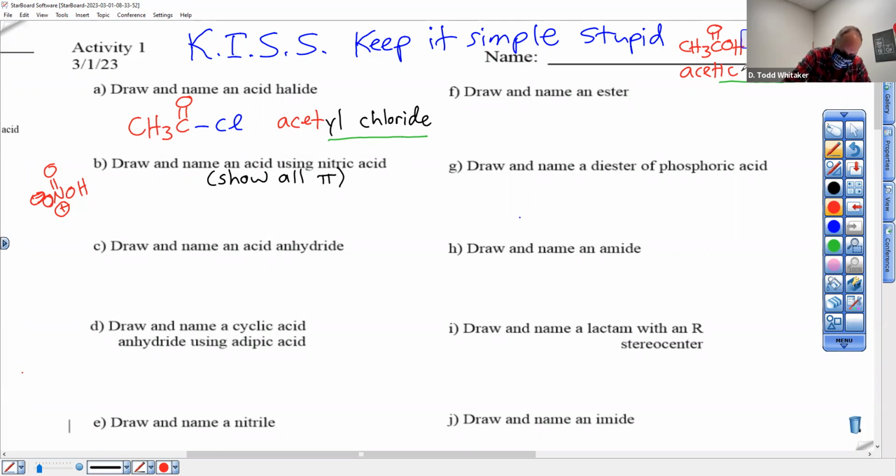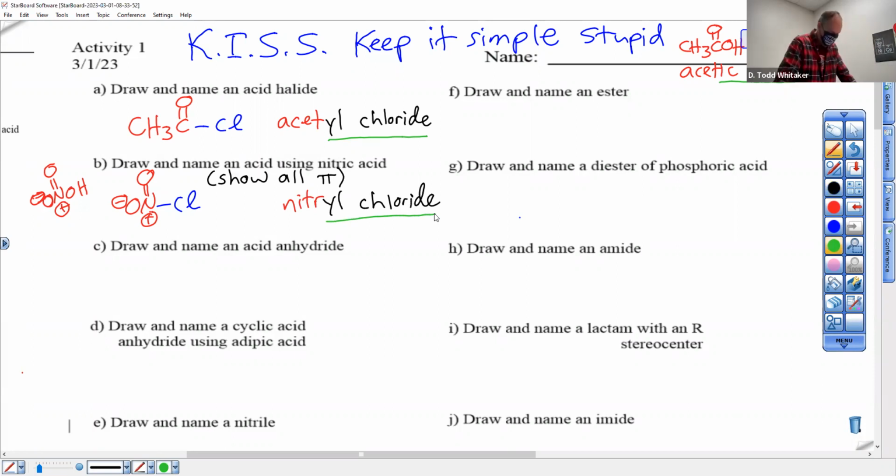Yeah, I'm going from acid to the halide. So here's the acid going to the halide. Get rid of the OH. Keep everything the same other than that. And put a halogen there, right? Follow the rules exactly. This used to be nitric acid. What is it now? Nitryl. Just follow the rules exactly. Lose the ic acid, replace with yl chloride. Exactly. Very systematic. Okay?